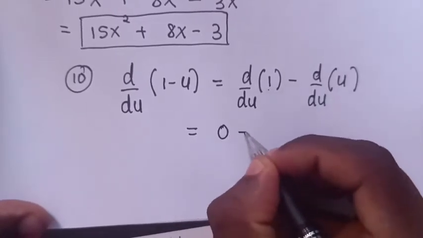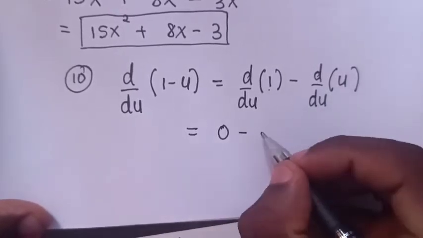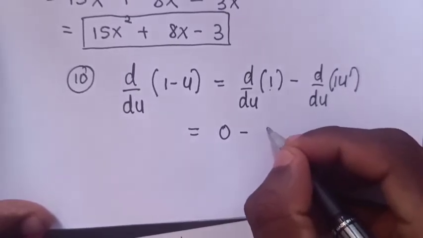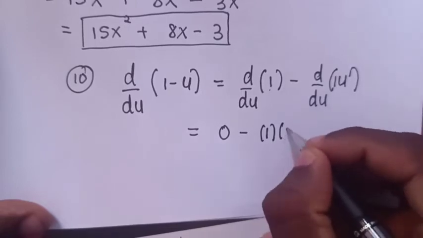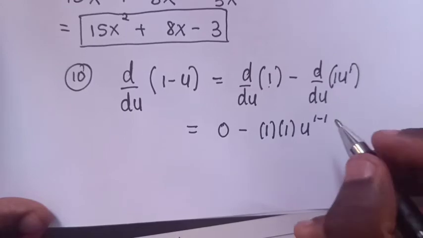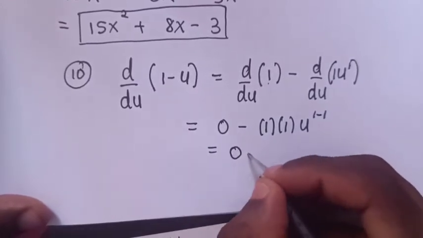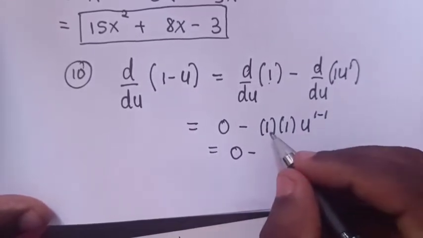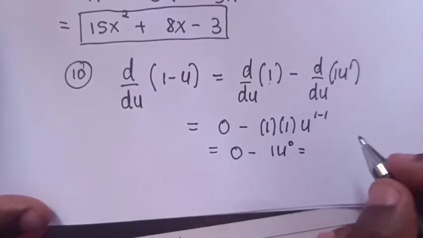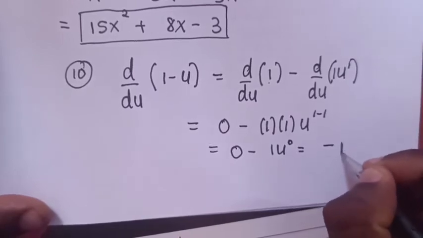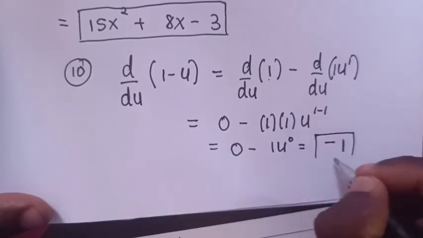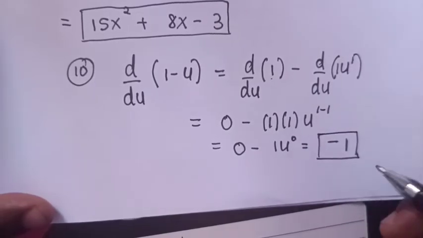Derivative of 1 with respect to u: when you derive a constant, it is 0. And here, u is the same as 1 times u to the power of 1, so we write the exponent times the coefficient, which is 1, times u to the power of 1 minus 1. So it equals 0 minus 1 times 1 times u to the power of 0. U to the power of 0 is 1, so negative 1 times 1 is negative 1. So this is our answer. Hope it's clear.